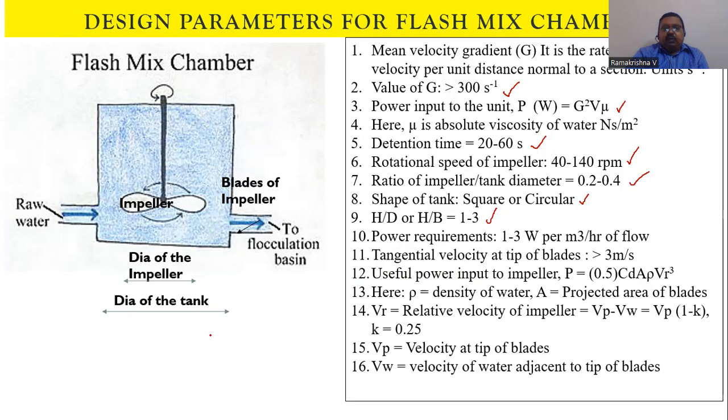You can see 1 to 3 watt per meter cube per hour of flow. Then the tangential velocity, that is Vp, the paddle velocity, should be greater than 3 meters per second. And the power input to the impeller is based on the drag force, half CD A rho VR cubed, and VR is nothing but 75% of the paddle velocity.